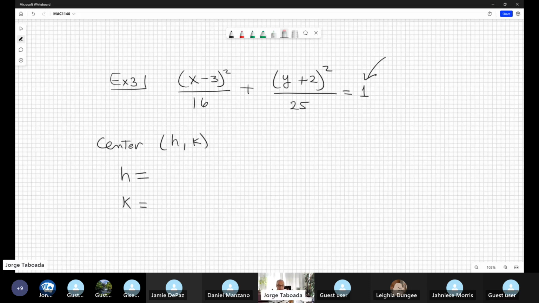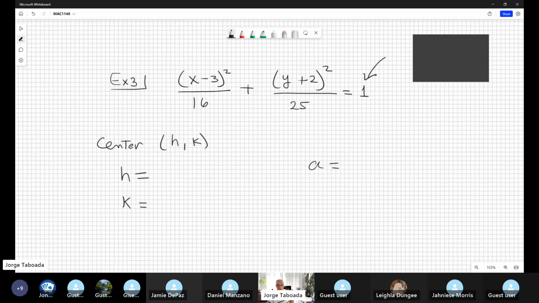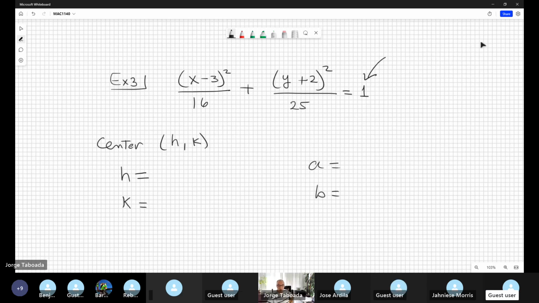H and K. Ask about H and K, not A and B. If you want to participate, say A and B. Okay, I appreciate it so much. Who is A and who is B? Come on, repeat again. A would be 25 and B would be 16.